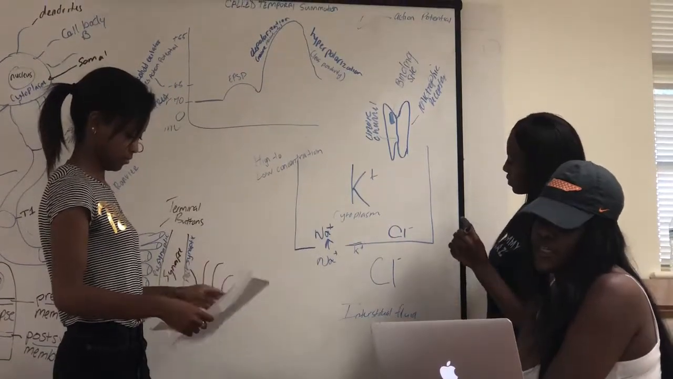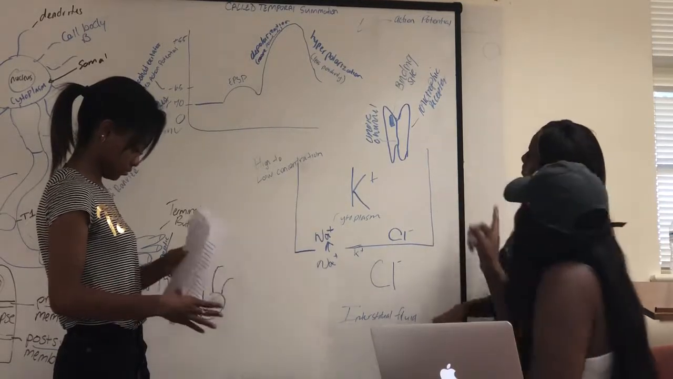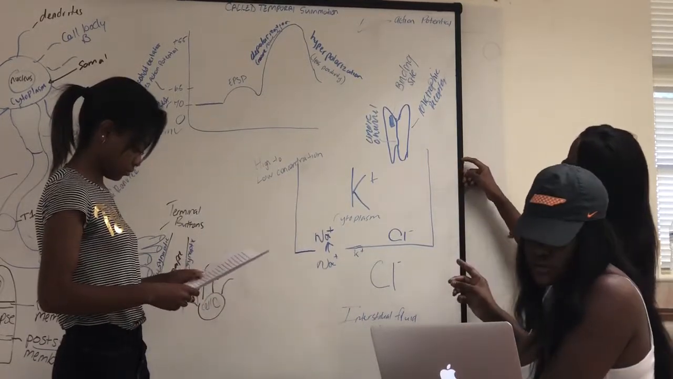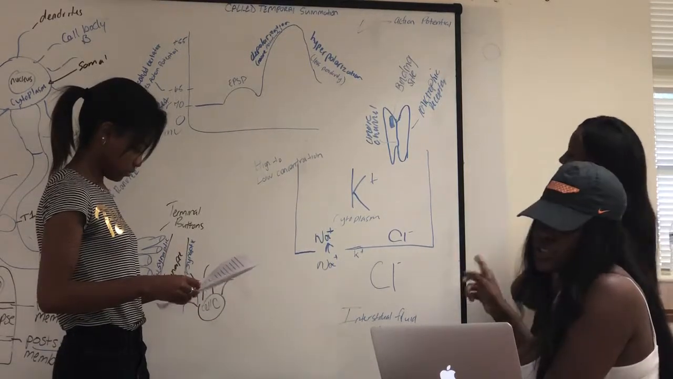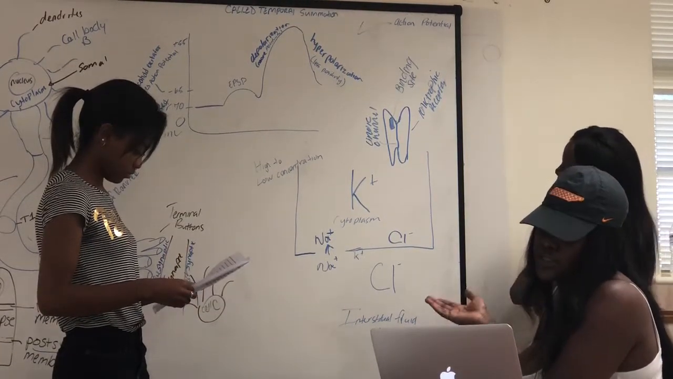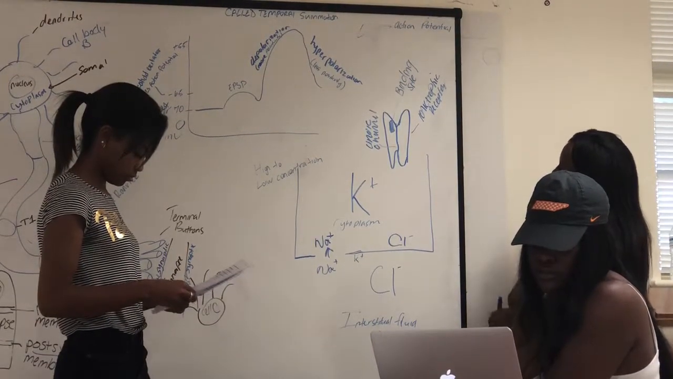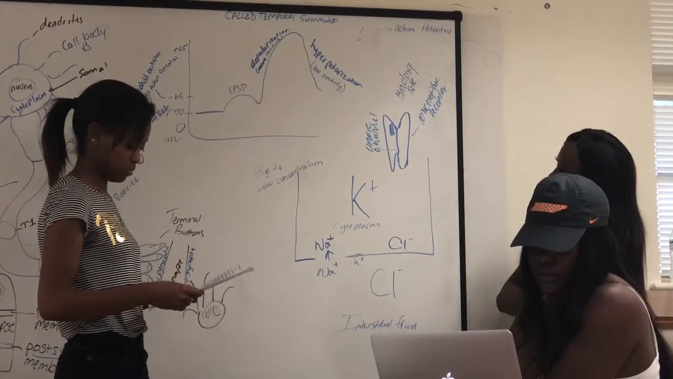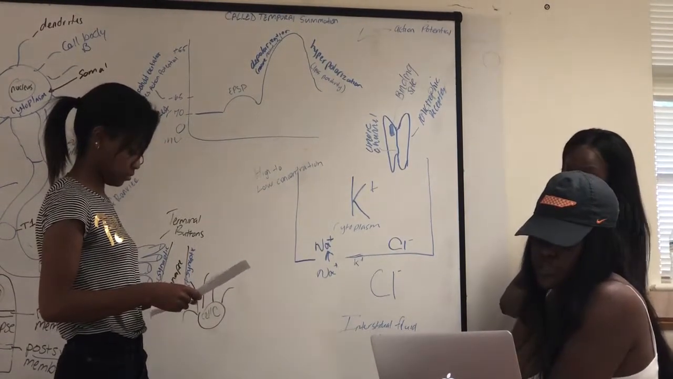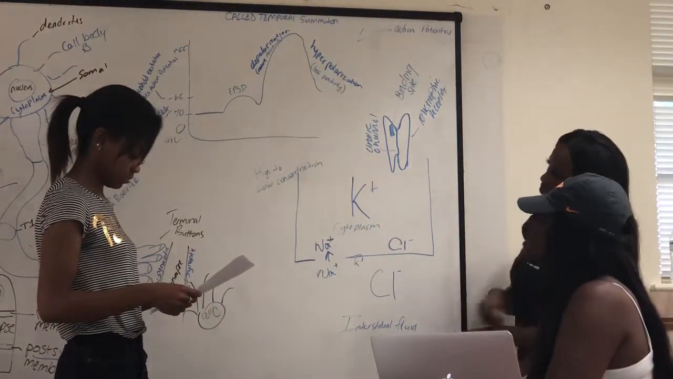An EPSP is created when ionotropic receptors located on dendrites of cell B are open due to the presence of neurotransmitter binding. The location of receptors that cause threshold excitation is at the axon hillock, which is right over there on cell B.